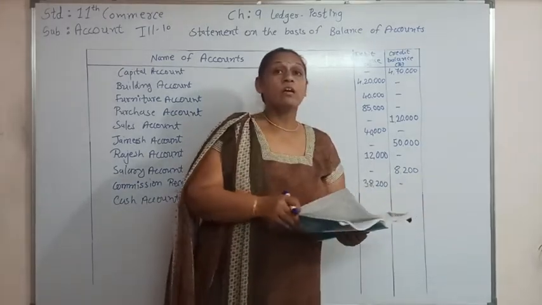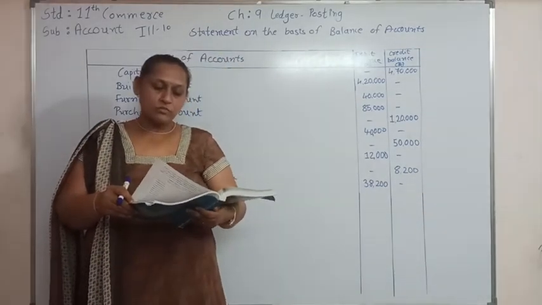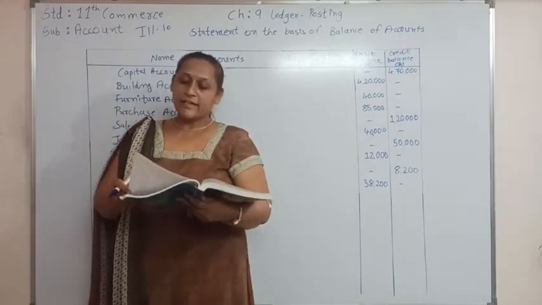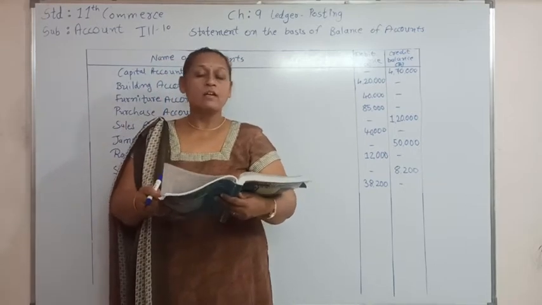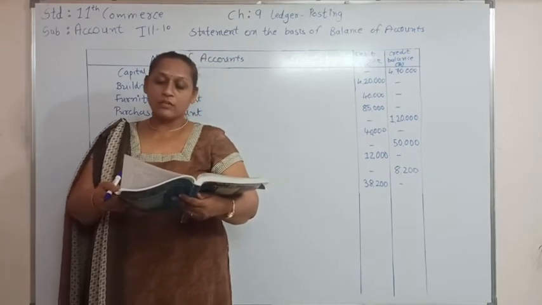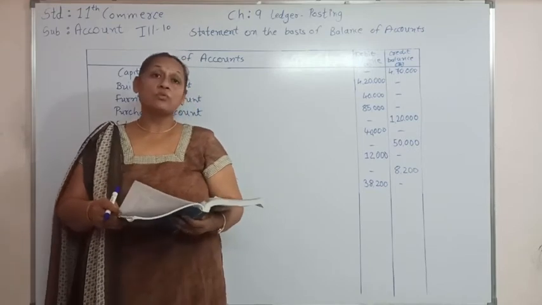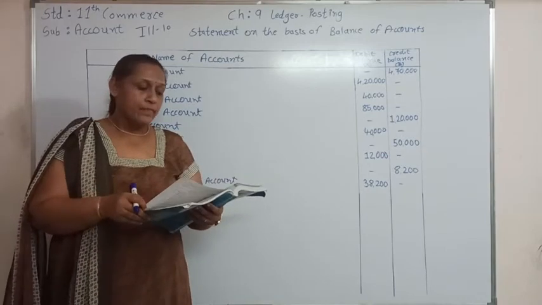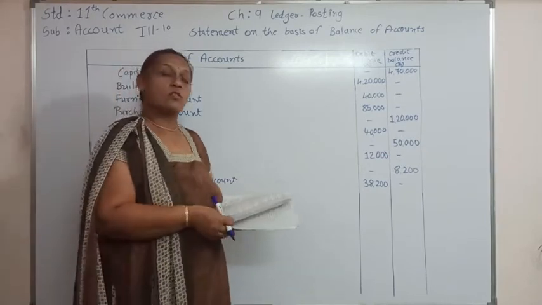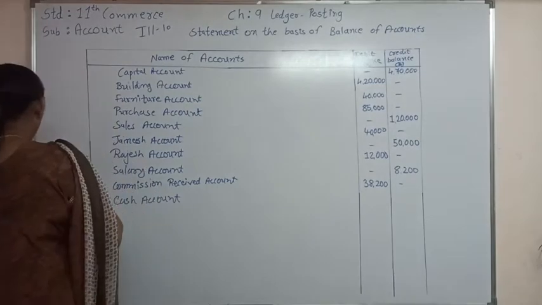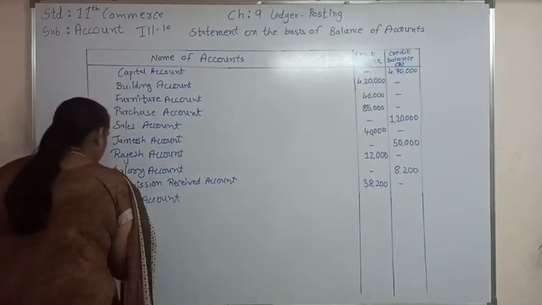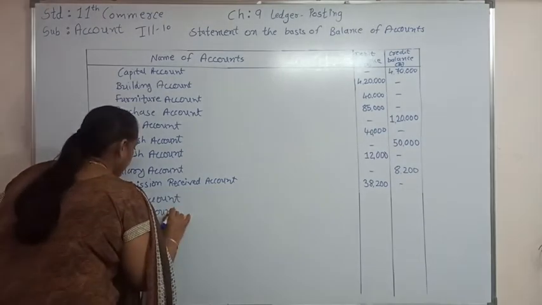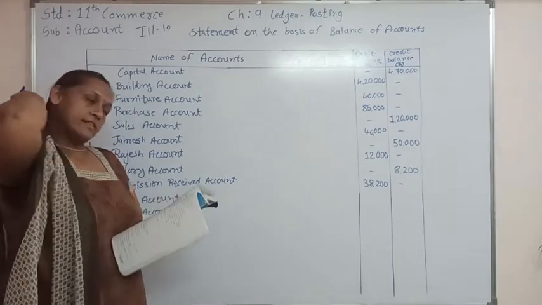Now, next is the bank account. For the bank account, we can see that the debit side total is 85,000 and the credit side total is 20 plus 12, 32, and 40. So it will be 72,000. So from 85 we are going to deduct 72. So it has a debit balance of 13,000. So the bank account also has a debit balance, and that debit balance is of 13,000.